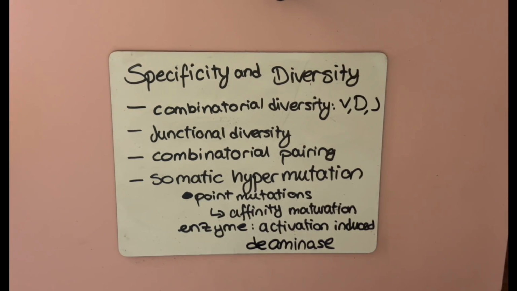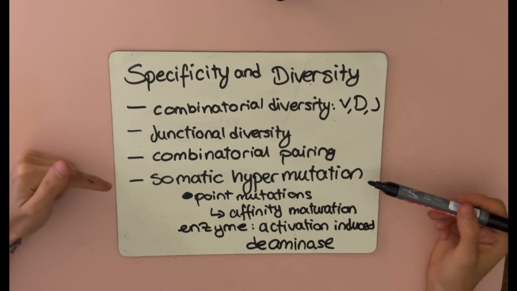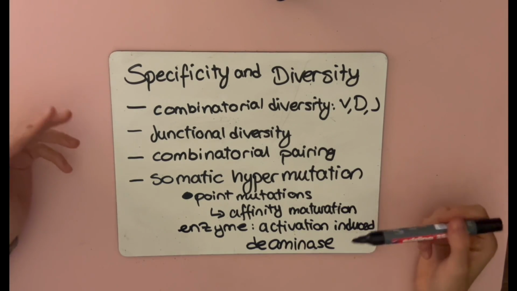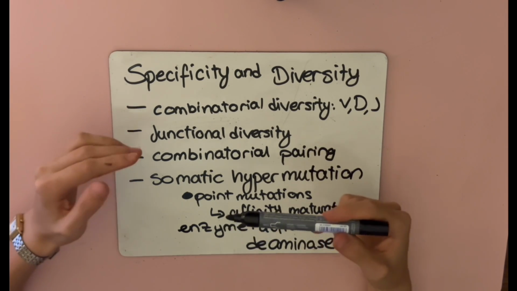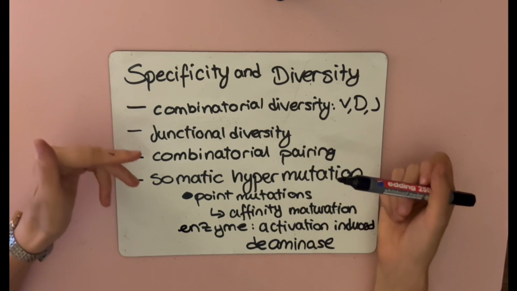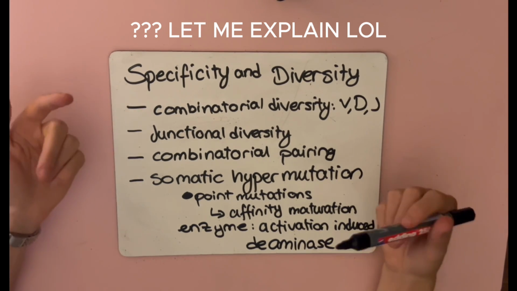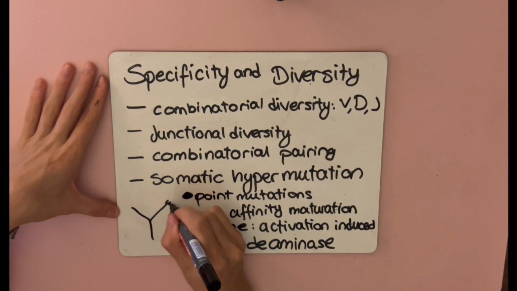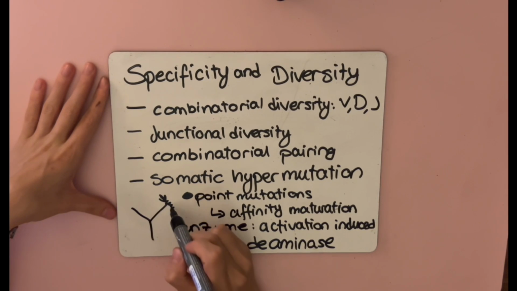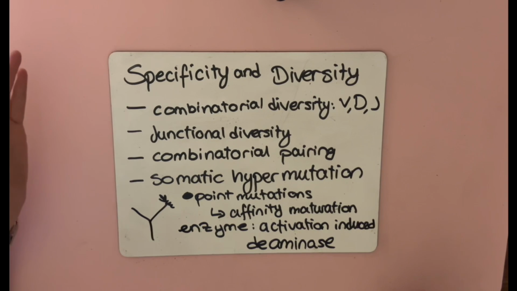I'd like to talk about somatic hypermutations too. After activation, point mutations in the variable region genes further refine binding affinity. This is a process called affinity maturation, mediated by activation-induced deaminase. This means that in these binding regions, which are super specific, there are also point mutations happening, which further increases the specificity.